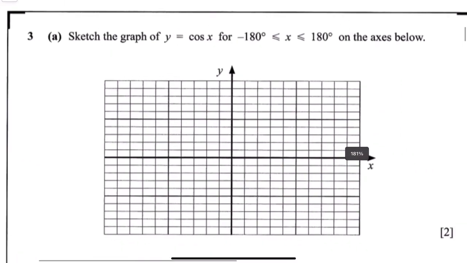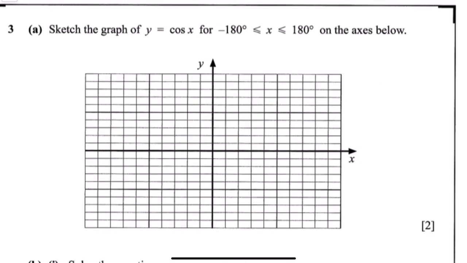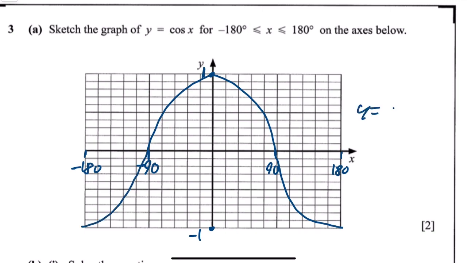Question 3 says sketch a graph of y is equal to cos x for minus 180 to plus 180. So I'm just going to mark on minus 90 here and minus 180, plus 90 and plus 180. You can use your calculator to check here. Cos of 0, you will get 1. It goes from 1 down to minus 1. Cos of 0 is 1, cos of 90 is 0, cos of 180 is minus 1. And then the other side is symmetrical. So very roughly that's what you've got. That's y is equal to cos x.